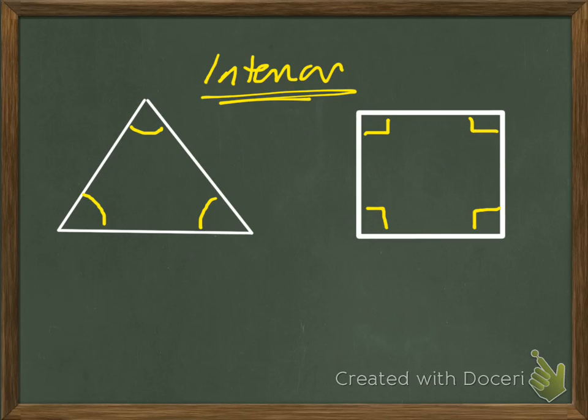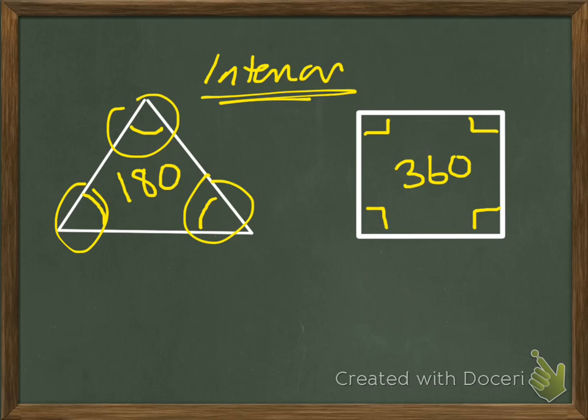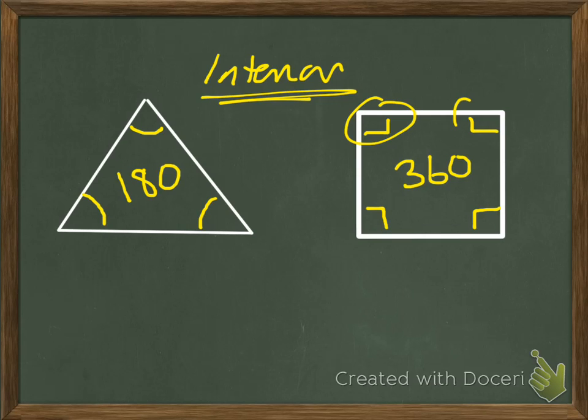Now for the interior angles, so how many degrees are in a triangle? Well, it's 180. And how many degrees are in a square? Well, it's 360. And the rule for the interior angles, the sum of the interior angles, i.e. if I added this one plus this one plus this one together, it would equal 180. And if I added these 4 angles together, it would come to 360. There is a rule for it, and it's to do with the number of the sides.